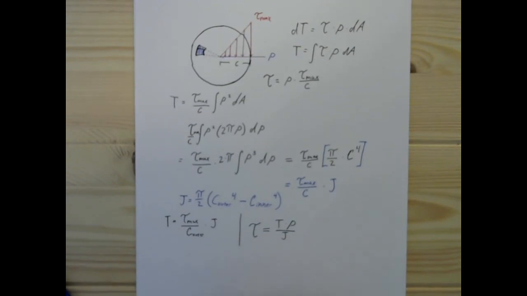These are our elastic torsion formulas, and as long as we are in the linear elastic region, we can use them. As long as we're dealing with circular shafts, be they solid or hollow, these are valid to use. Let's look at an example next.